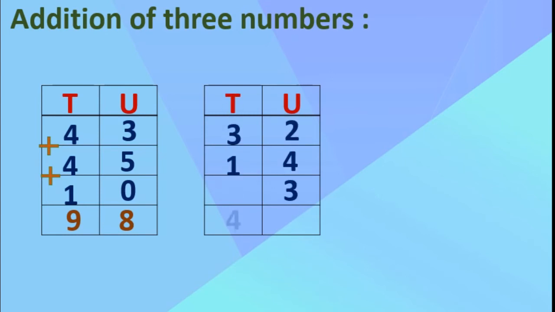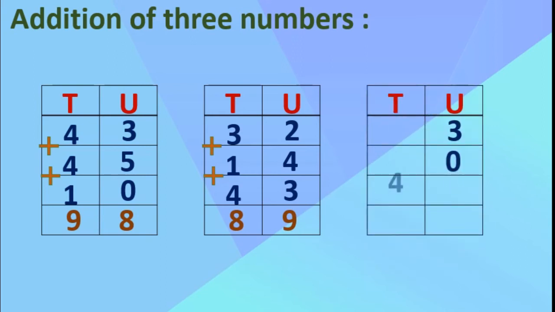It is vertical arrangement. Okay, we will do addition. 2 plus 4 is 6 plus 3 is 9. Anyhow you can do. 3 plus 1 is 4. 4 plus 4 is 8.